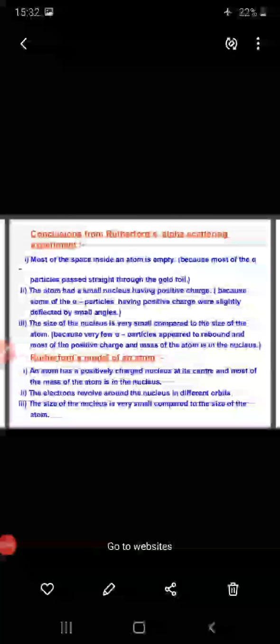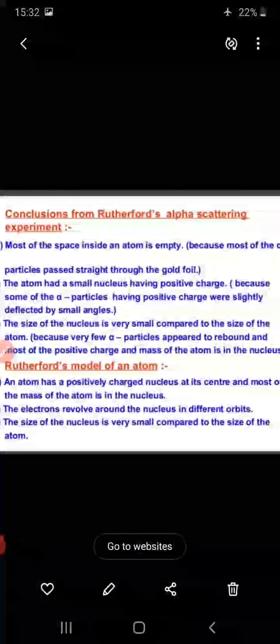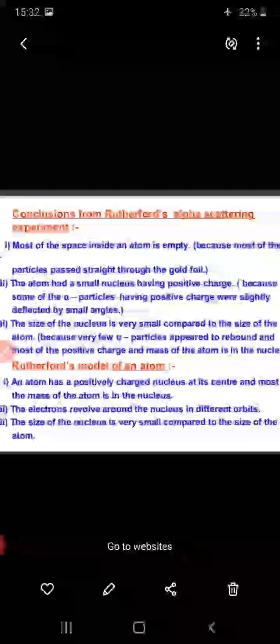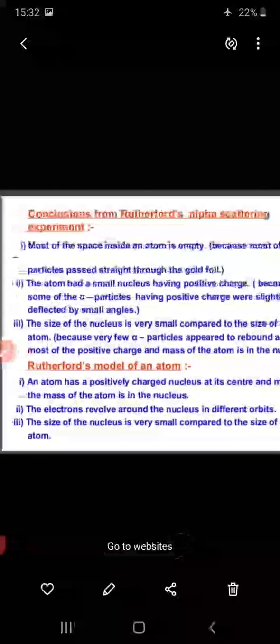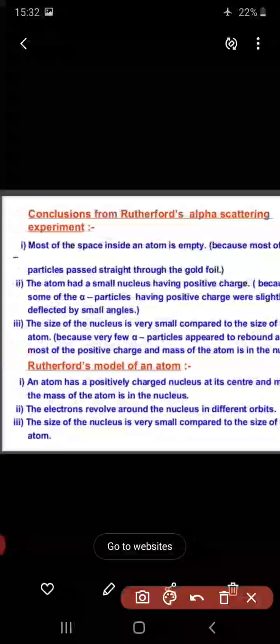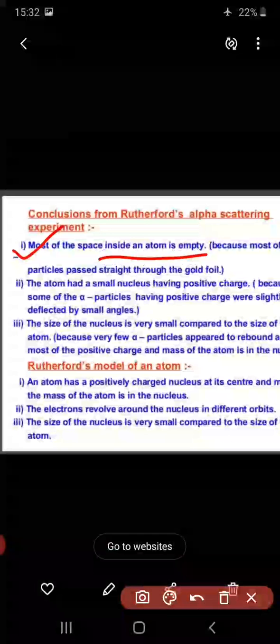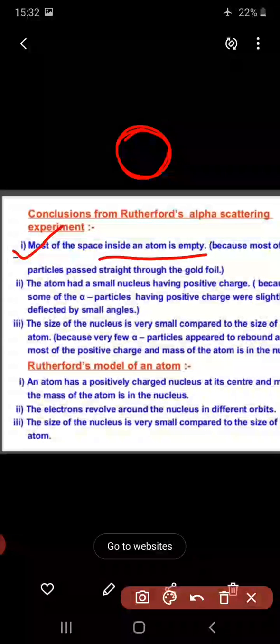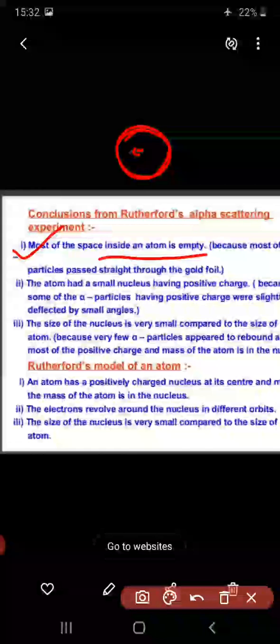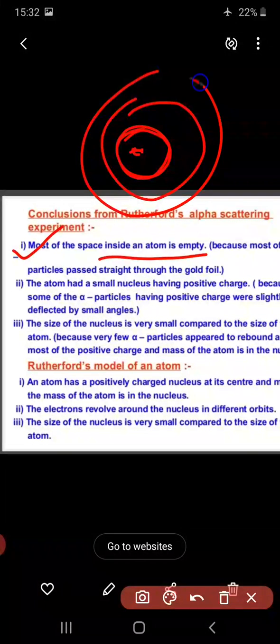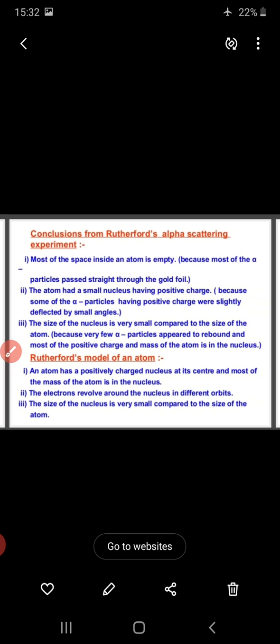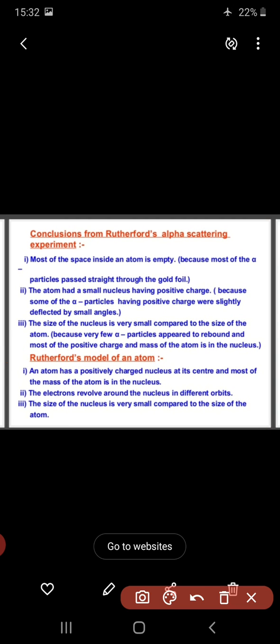See here are the conclusions from the Rutherford alpha scattering experiment. Okay, now what are the conclusions? Most of the space inside the atom is empty. See, if we consider an atom, here is a nucleus, these are the orbits having the electrons. Most of the space in the atom is empty. Why? Because most of the alpha particles pass straight through the gold foil.